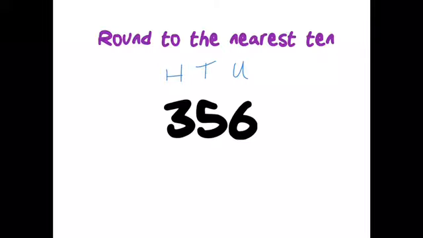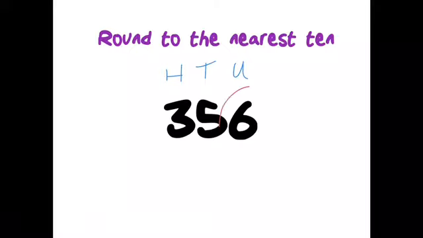Now let's round this number to the nearest 10. Remember, in the tens column, we've got a 5, which is 50. Now to round to the nearest 10, like it says here, we need to look at the units column, and here we have the digit 6. If the digit here is 1, 2, 3 or 4, you need to round it down. However, if the digit here is 5, 6, 7, 8 or 9, you need to round it up.